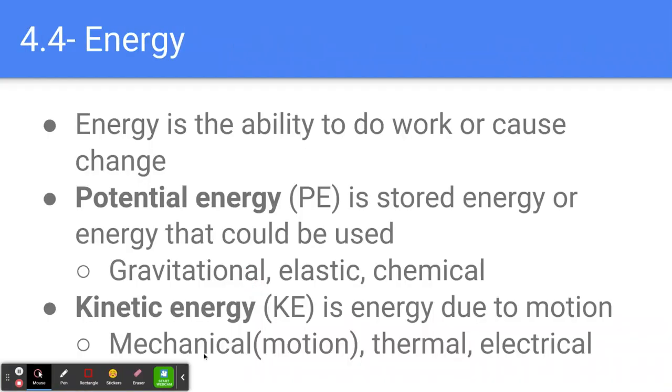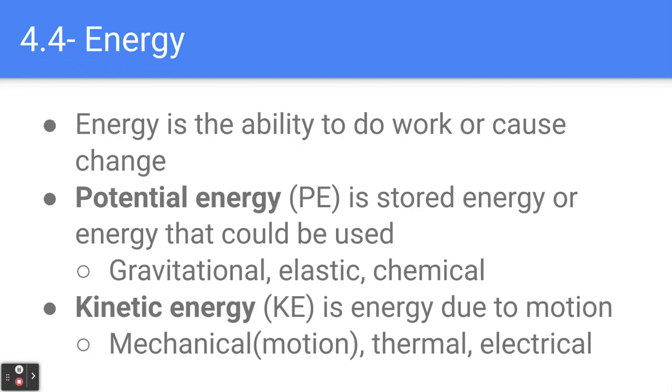All right. And then the last thing we just want to talk about is energy. Energy is the ability to do work or cause change. Potential energy is stored energy or energy that could be used. Some examples would be gravitational, which is energy due to how high off the ground you are. Elastic is rubber bands, tennis balls, slingshots, that sort of thing. It is energy due to a change in its normal shape. And then chemical energy is also potential energy.